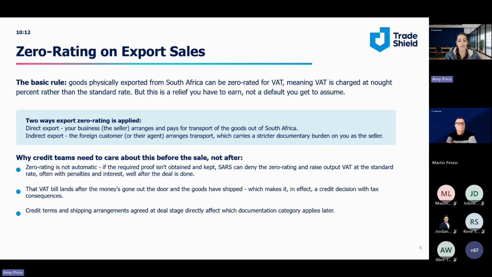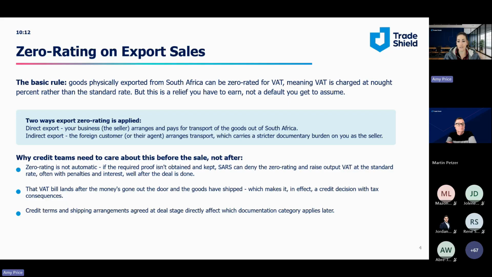The first is called a direct export. This is where your business arranges and pays for the transport of the goods out of the country. Okay, the second one is an indirect export, where the foreign customer or the appointed agent, so it could be a logistics company, are themselves the ones who take on the VAT. So you charge zero rating, and the transport company is the company that will charge the VAT, and the transport company is also the one that will put that VAT in their claim, not you.